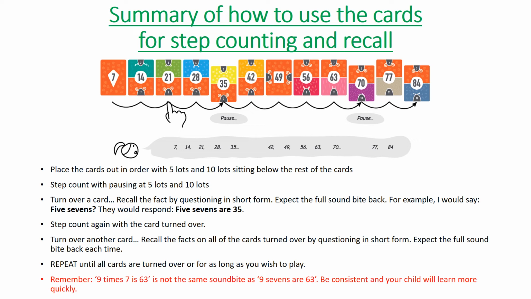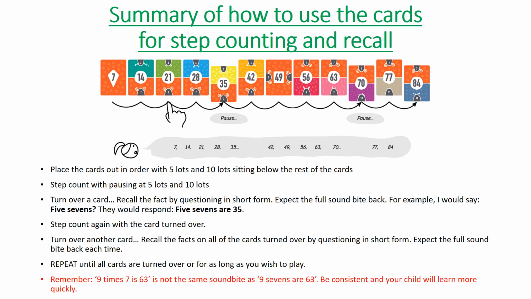Recall the fact by questioning your child in short form. Expect them to say the full soundbite back. For example, I would say, 5 sevens, and the children would respond, 5 sevens are 35. Step count again with the card turned over, and then turn over another card. Recall the facts on all of the cards turned over by questioning in short form. Expect the full soundbite back each time.